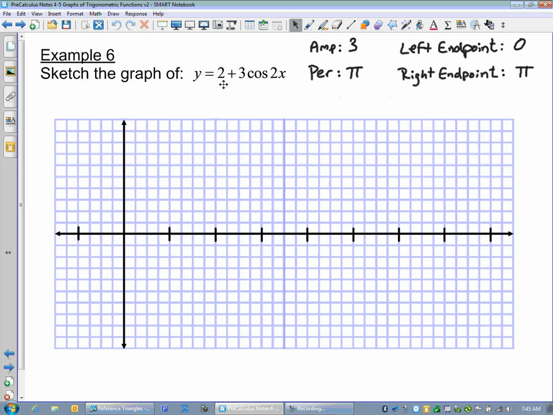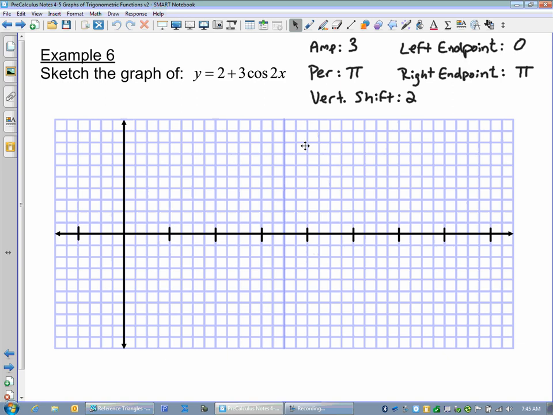And here there's one more thing to pay attention to. We do have the plus 2 on the outside. We're adding 2 to this function, so it's going to be a vertical shift of 2. So since we're dealing with a cosine function and there's no reflections, we're going to start at the left endpoint with a maximum value.